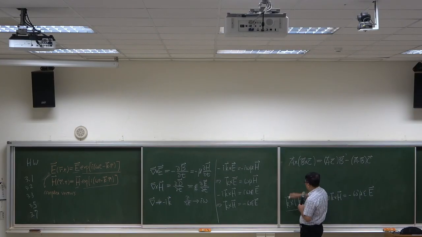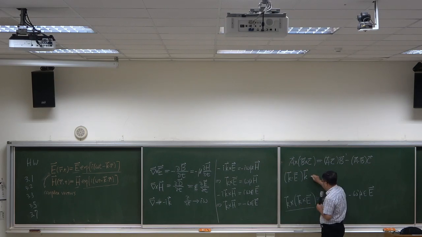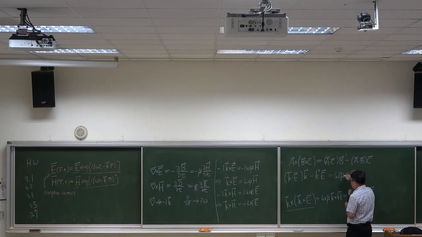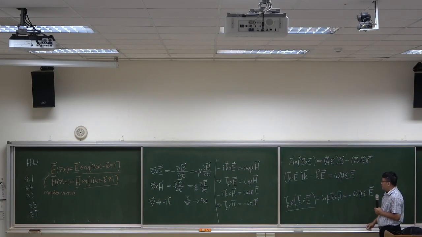So the left-hand side gives us k dot E times k minus k dot k, which is k squared, times E, is equal to minus omega squared mu epsilon times E. Okay?